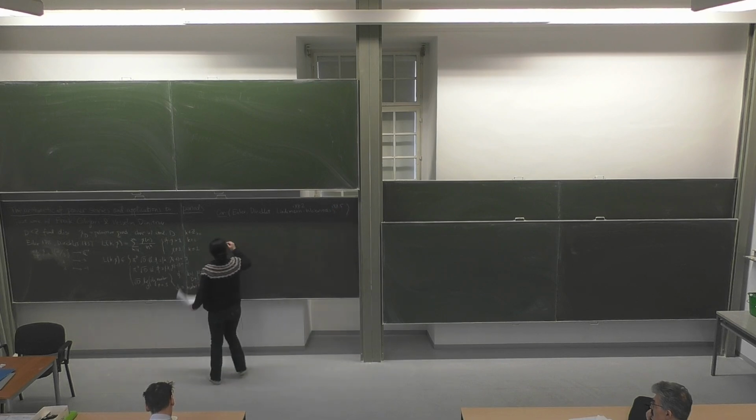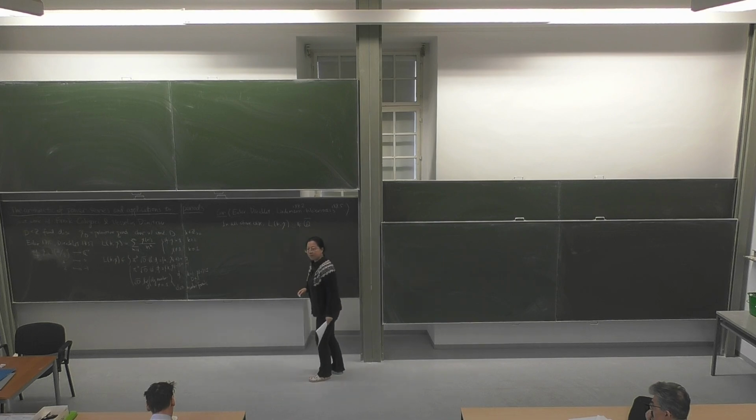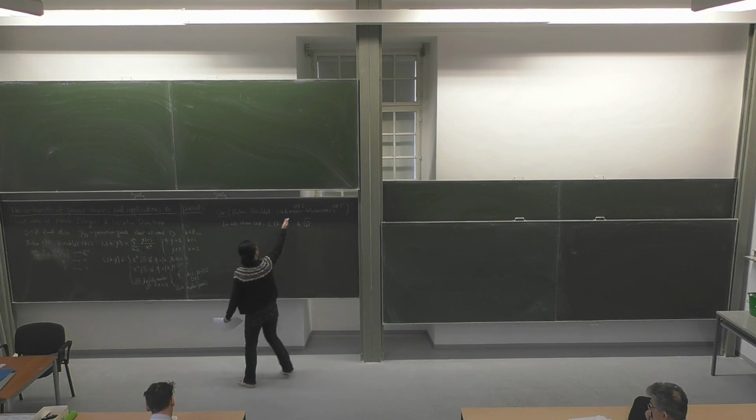So the corollary is that in all the above cases, this L value is transcendental, so it doesn't lie in Q bar. And since Hedwig said we should be accessible, let me actually recall what the theorem of Lindemann and Weierstrass is that we use here.